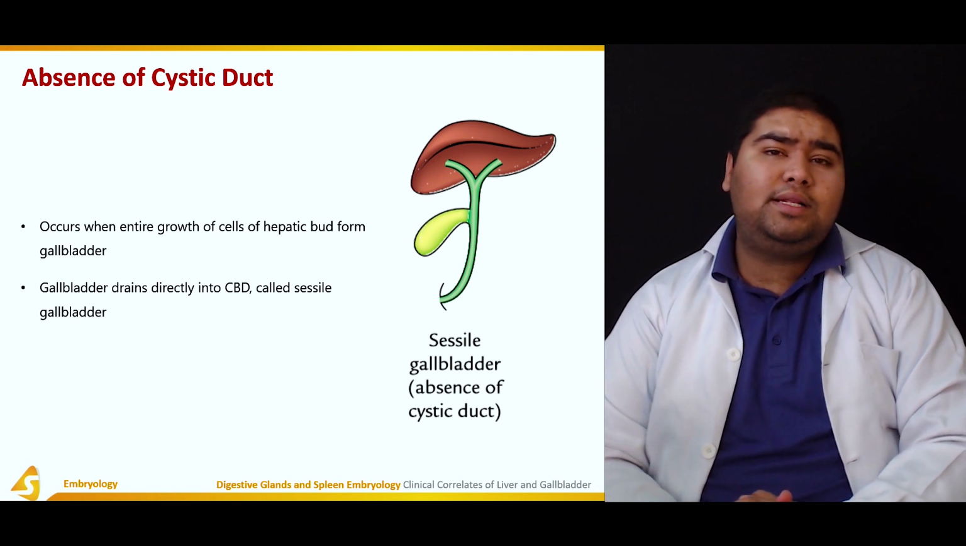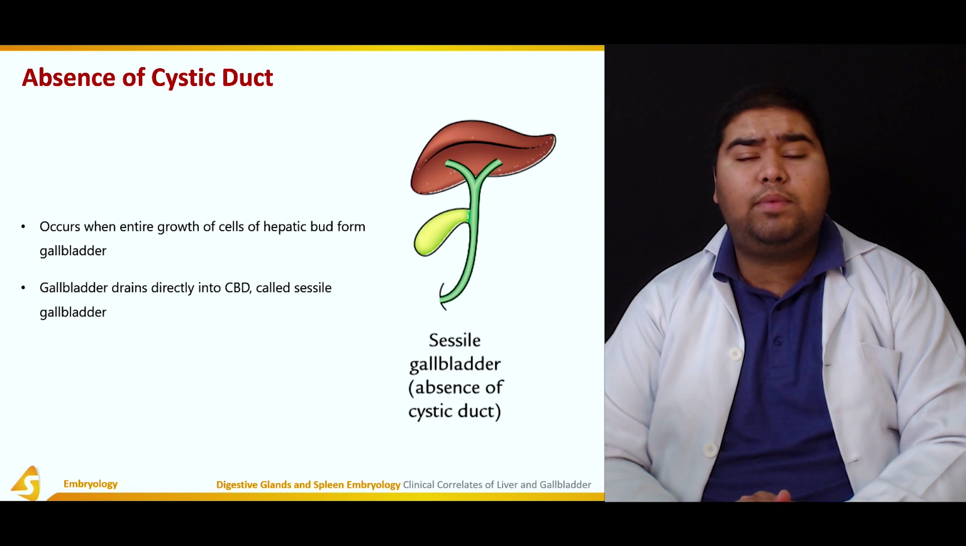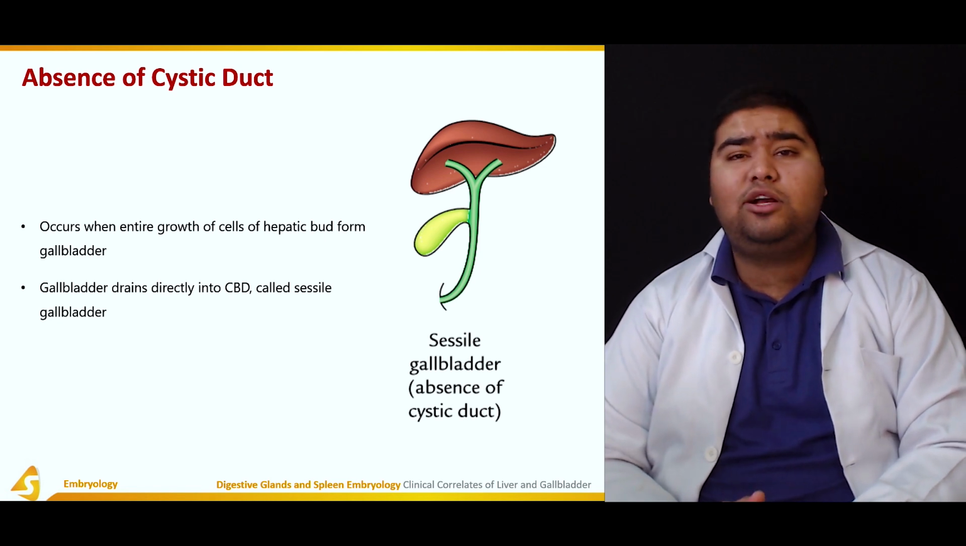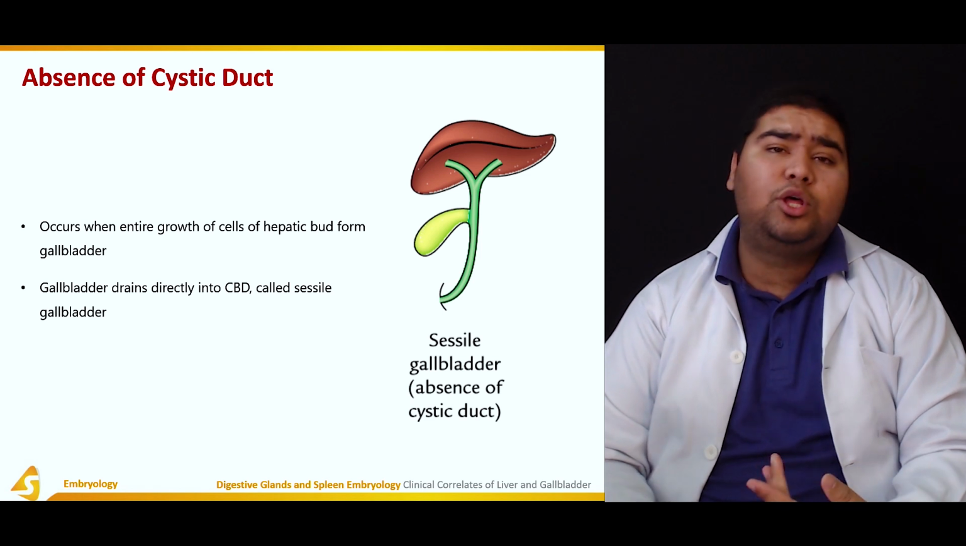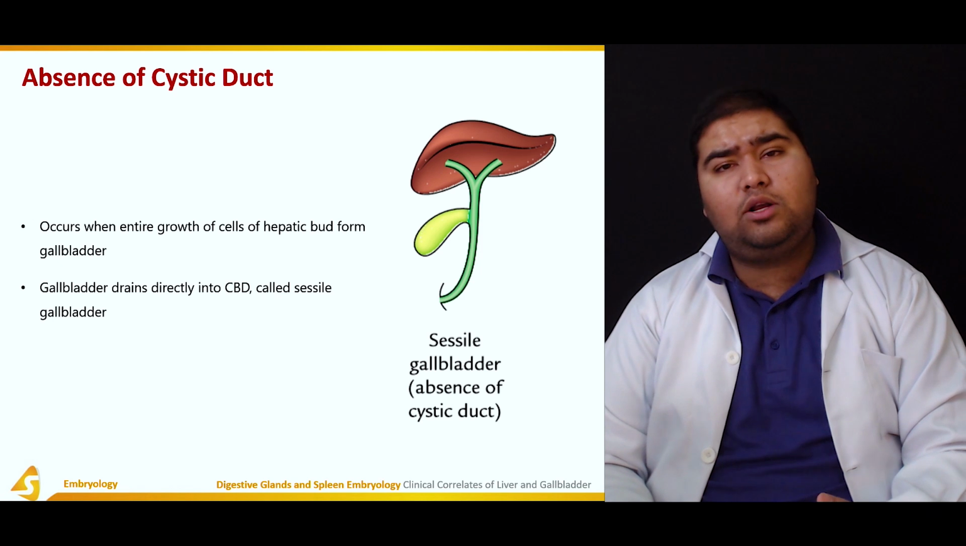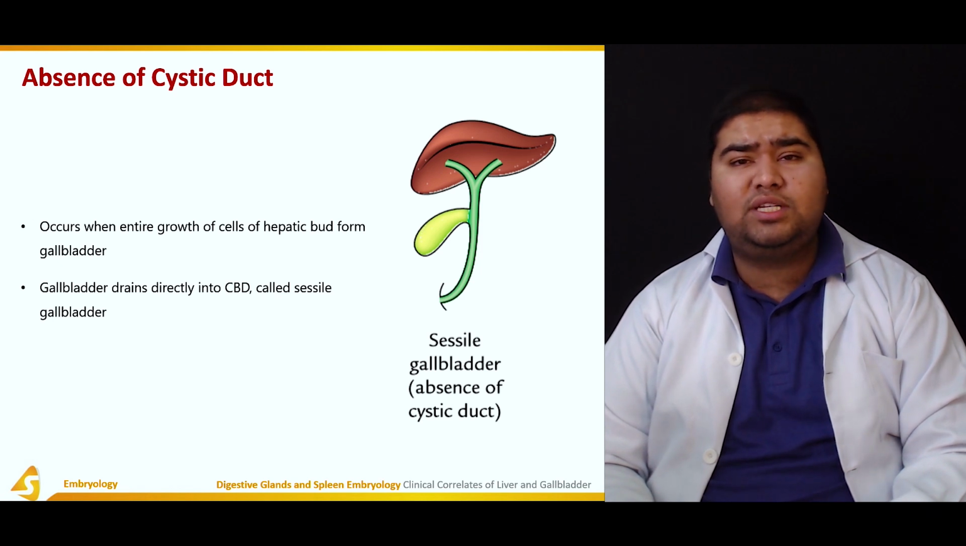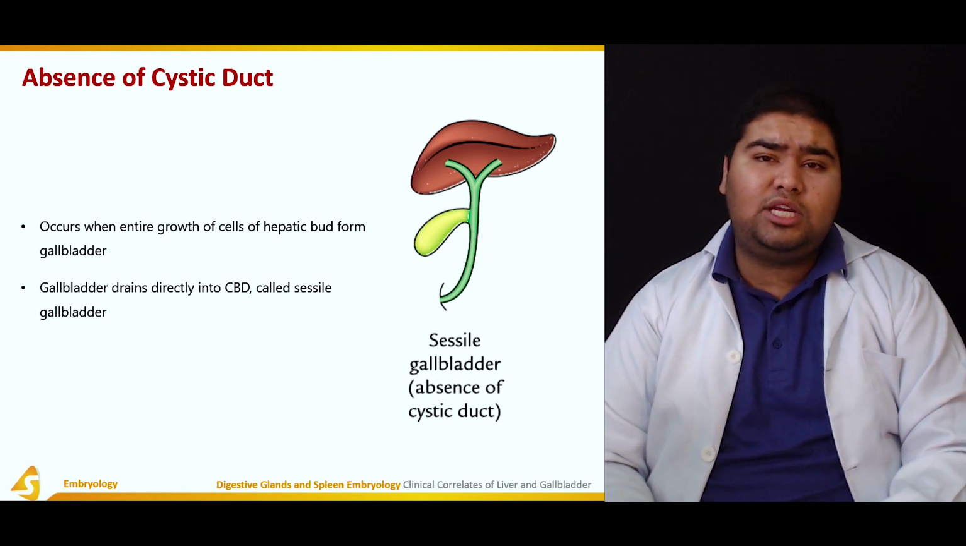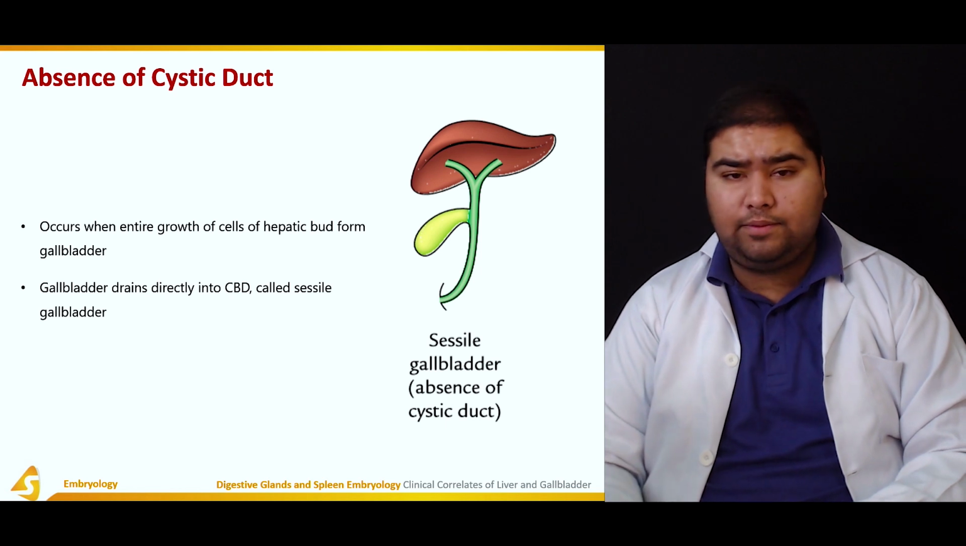Calling it a common bile duct may not be the correct thing because the common bile duct is formed by the union of the cystic duct and the common hepatic duct. Since there is no cystic duct, it's the hepatic duct which is actually carrying the secretions of the gallbladder.